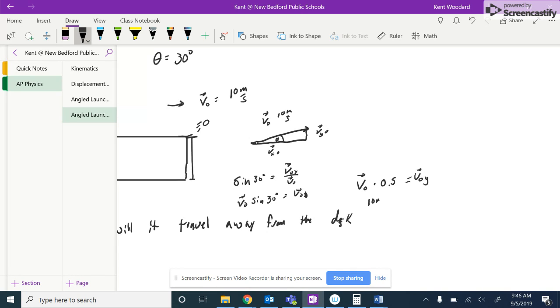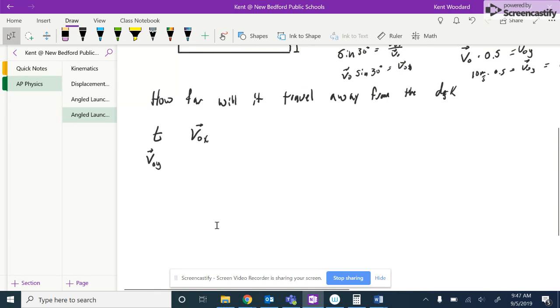Or 10 meters per second times 0.5 equals v naught y, which is 5 meters per second in the y direction. So we can find the time it will take for this thing to hit the ground. So we need to use a kinematic equation that has time in it, but also one that has displacement, or distance, in it, because this thing is going to travel to the ground.